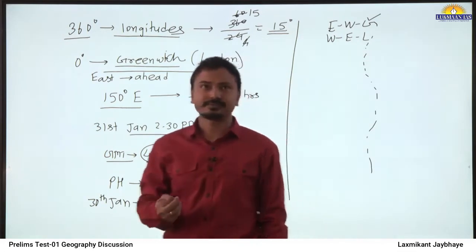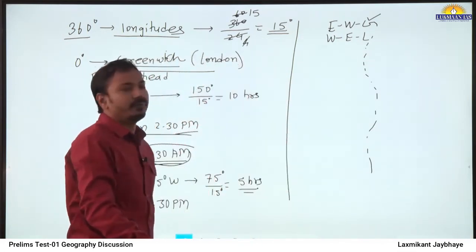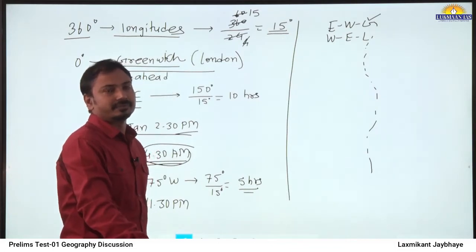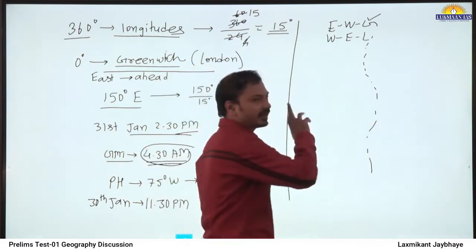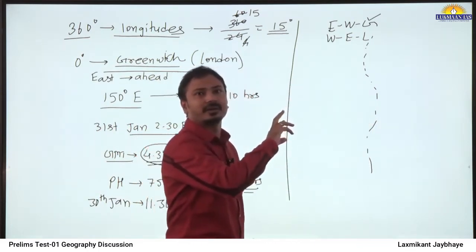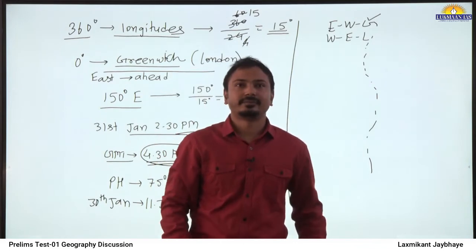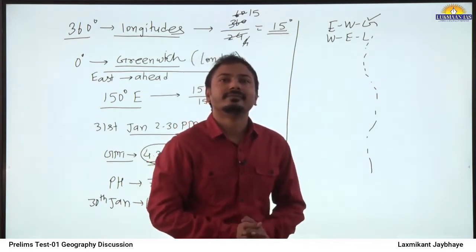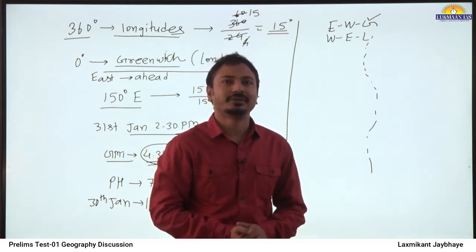Sir, east to west, we are gaining 1 day. Yes, east to west we gain 1 day. But sir, in this question only we lost 1 day. No, that applies when we are crossing the international date line. We did not cross the international date line in this question. Are you understanding this? Okay, yes. Okay? Any other question?